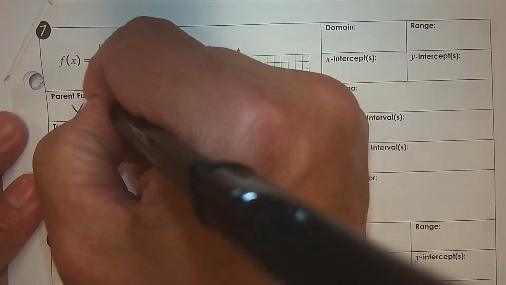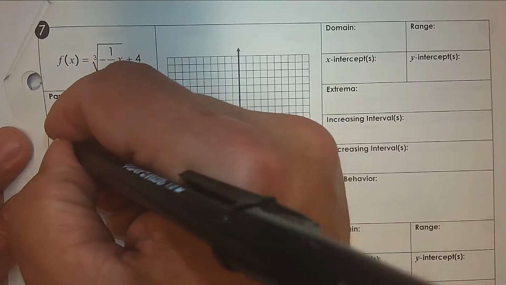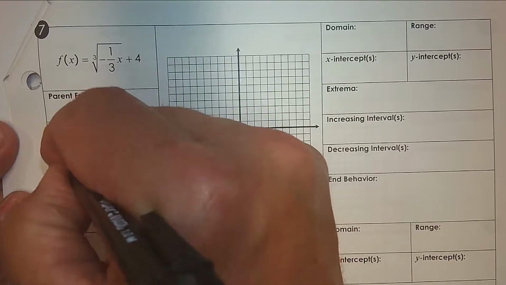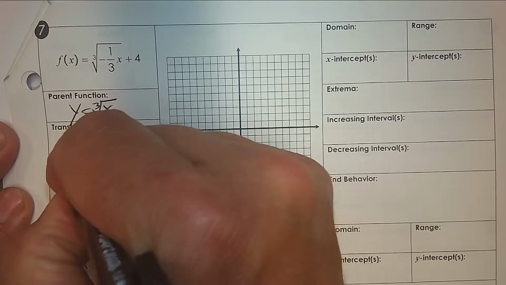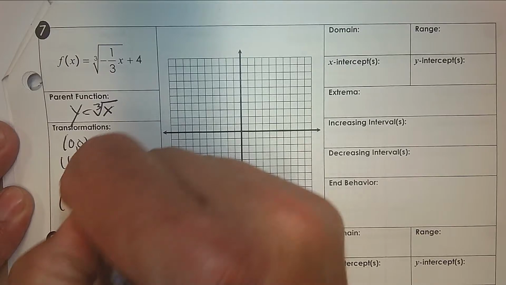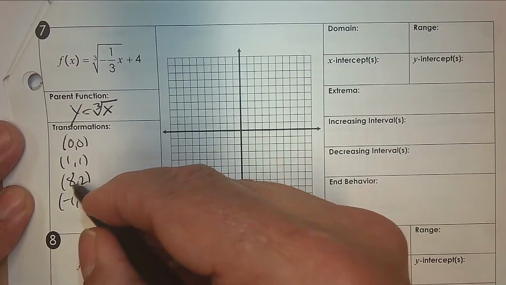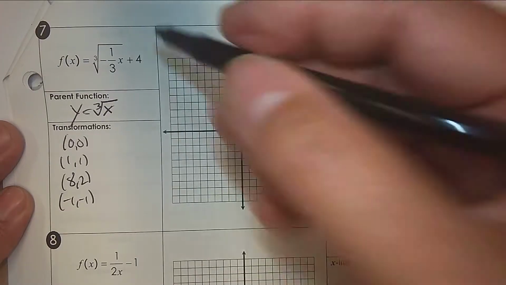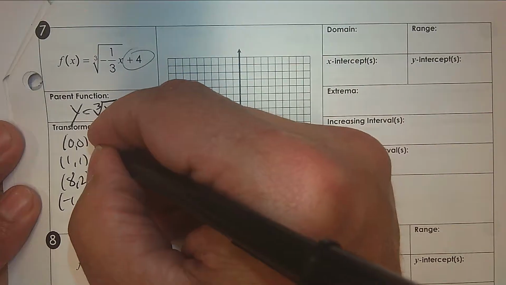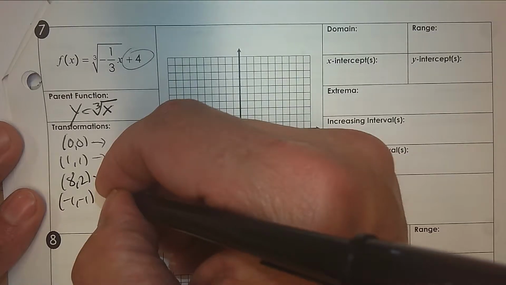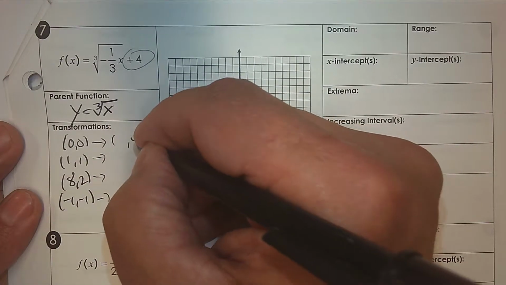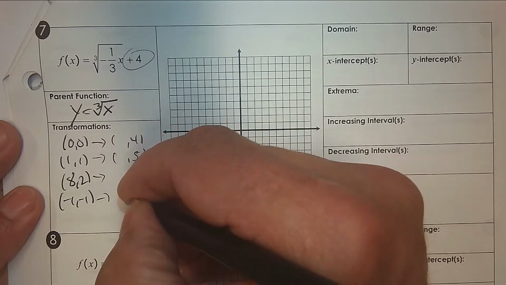Parent, the cube root of x. What are the transformations? Let's list the parent points. To have at least a sense. I might not even do 8, 2. What do I see on the outside? I see add 4. That's easy. So if I add 4, you can see what this does to the y.